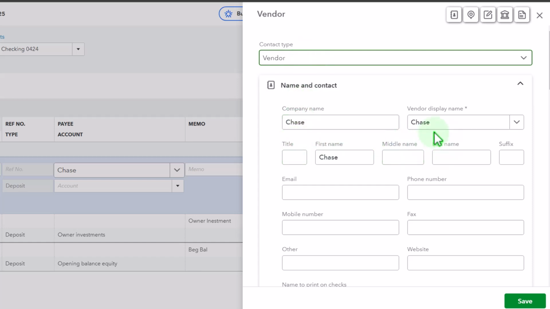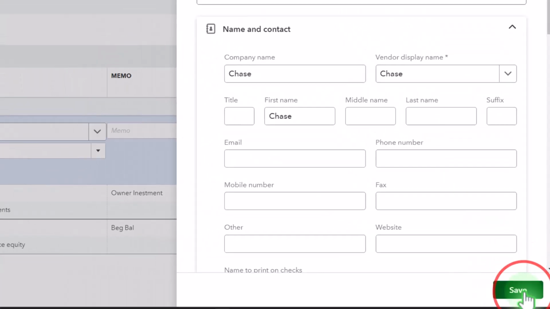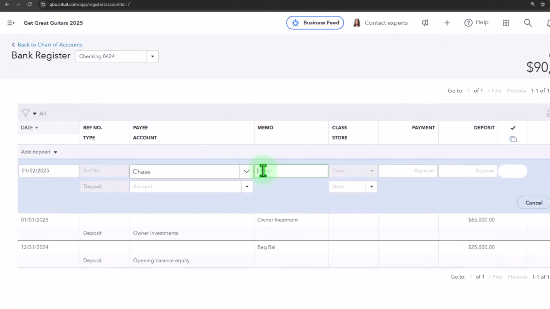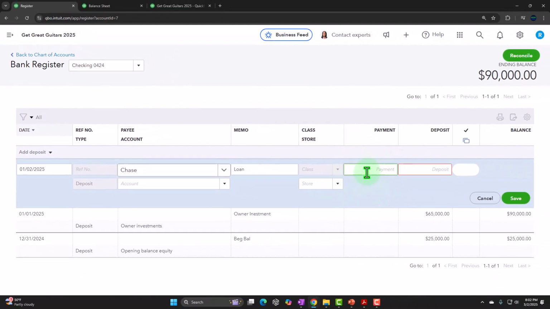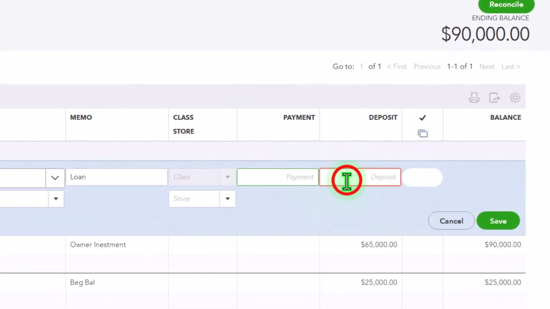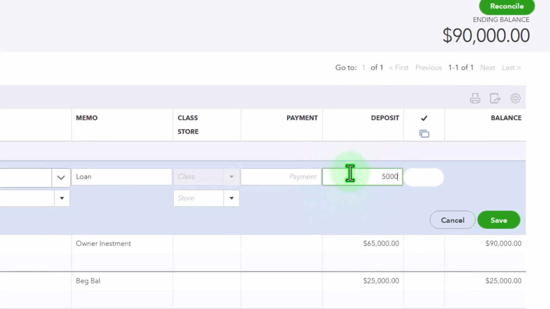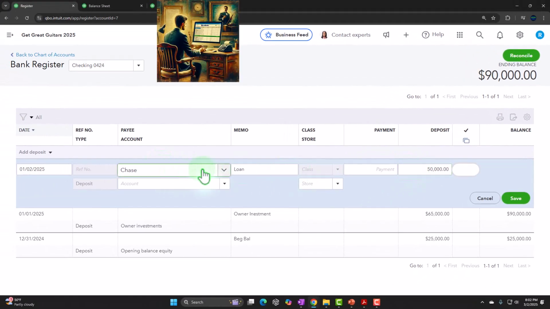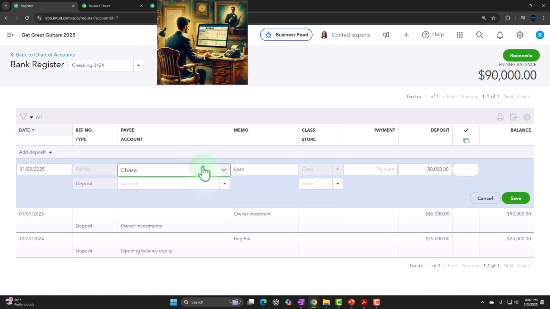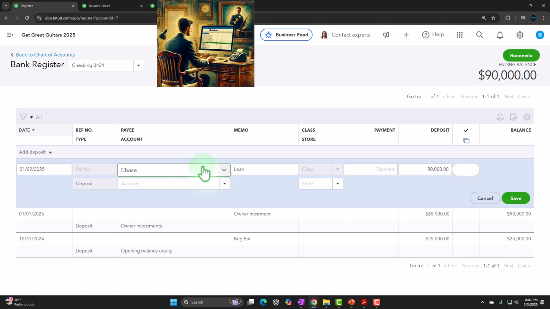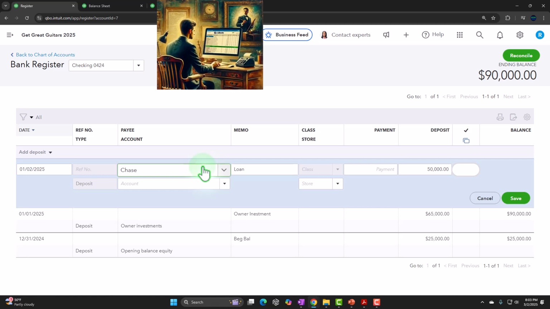I'm not going to add all the information. All I really need to do is to know who it is so I can sort my data by vendor. So I'm going to say save that. And then we're going to say this is going to be a loan, let's say. And let's say that it was a deposit of 50,000. Oh man, I put it in as a vendor. I should have put it in as a customer. Well, it doesn't really matter either way because later we're going to be paying Chase for what we purchased.